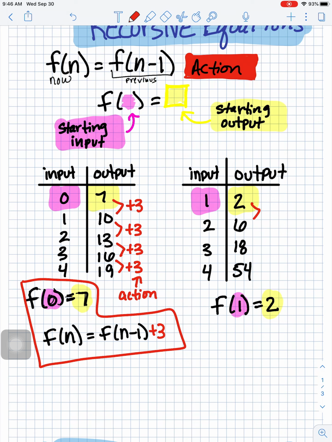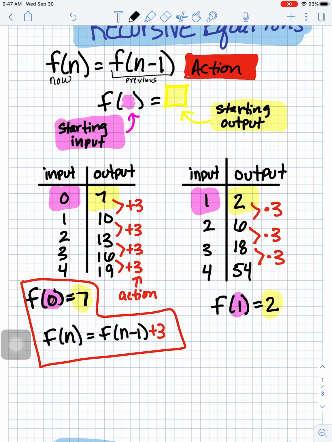What's the action? From 2 to 6, I could add 4, but if I added 4 to 6 again, that would get me to 10, not 18. So this one isn't adding. Maybe from 2 to 6, it's multiplying by 3. 2 times 3 is 6. 6 times 3 is 18. 18 times 3 is 54. So this is a geometric pattern because the action here is multiplication.